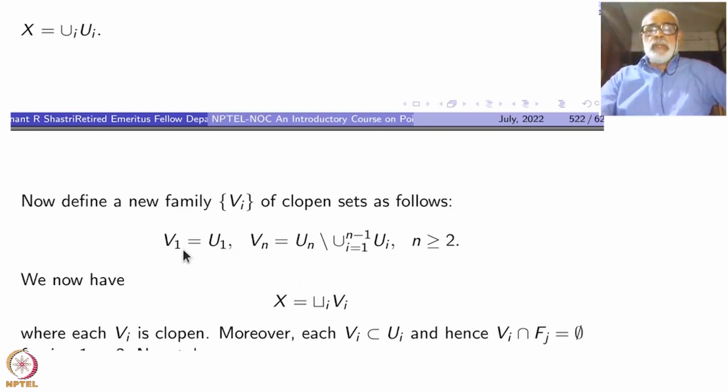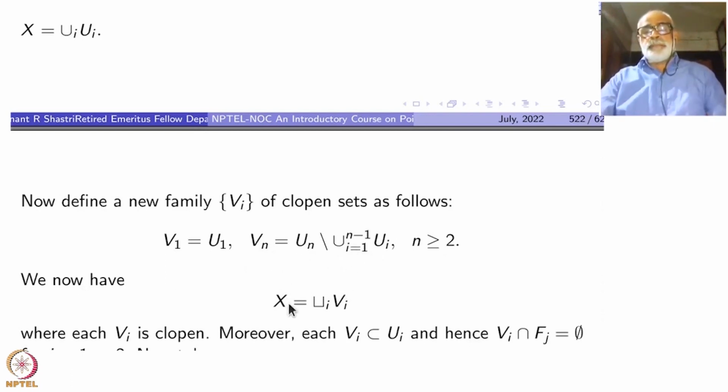This step is the same thing. V1 is U1, V2 is whatever you have taken, then V1, you subtract that V1. So it is U2 minus V1. Like that, Vn will be Un minus whatever you have taken earlier, namely the union of all the Ui's, i ranging from 1 to n minus 1. I can write here Vi's also, because V1 is U1, V1 union V2 will be union U2 and so on. So you can do it this way, this is also correct.